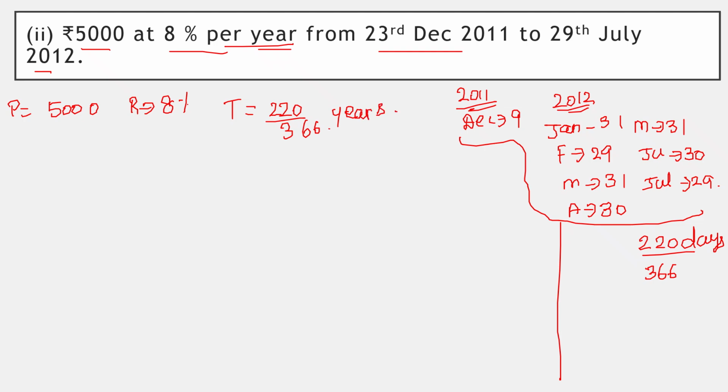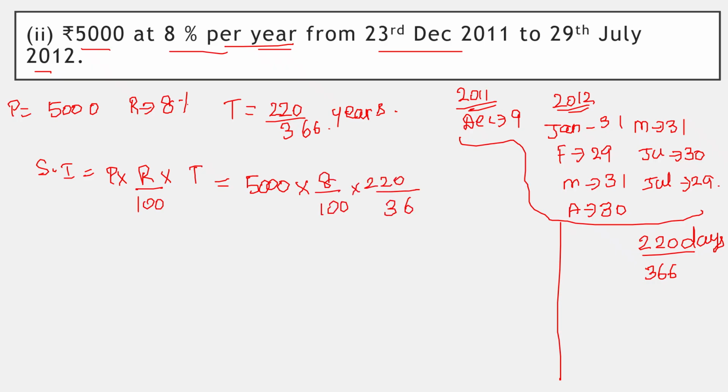Yes, now we can come to the formula SI equal to P into R into T, and this R is nothing but R by 100. So it's going to be 5000 into 8 by 100 into 220 by 366. Yeah, so now we can cancel these two zeros, and then we can cancel 220 with 2, so I can make it as 110, and here it's going to be 1, and 8, since it is 6 it's going to be 3, so 183 we got.